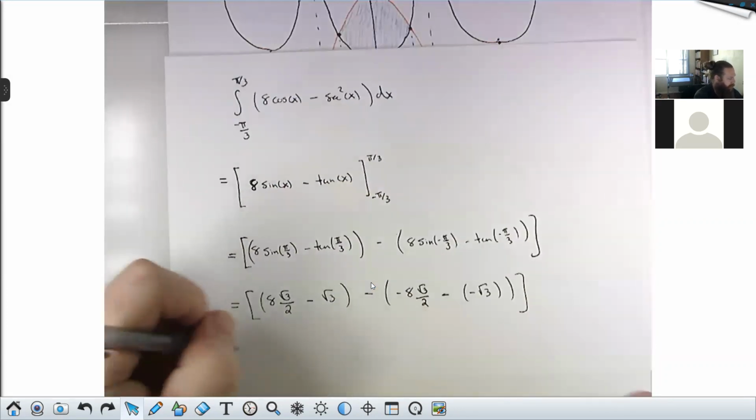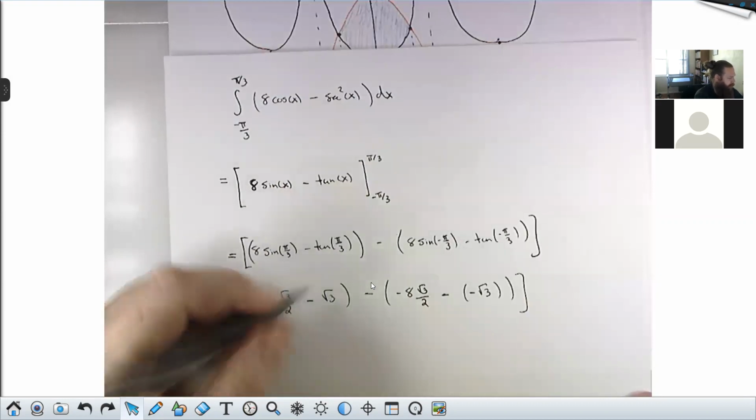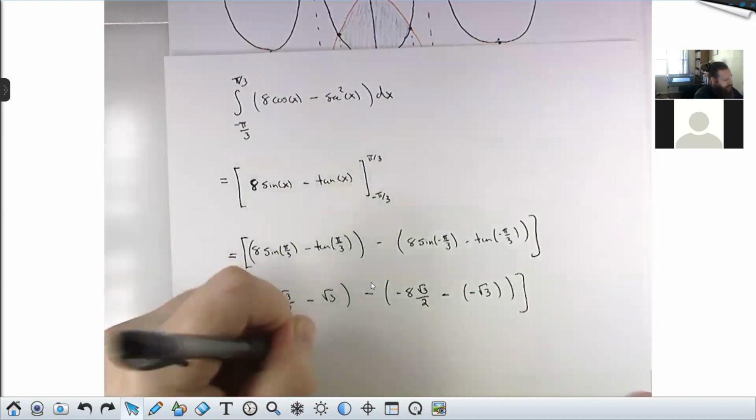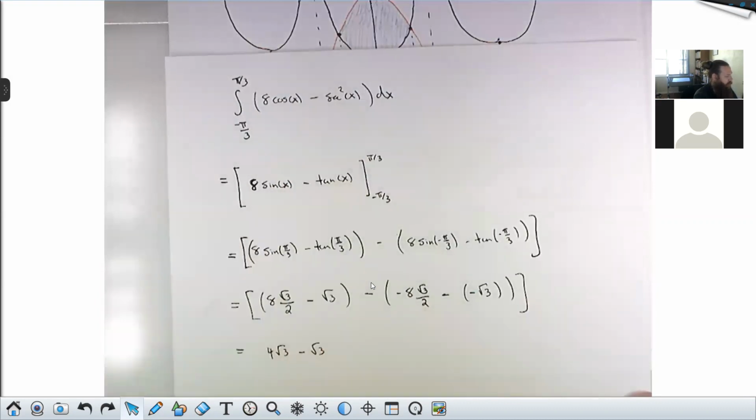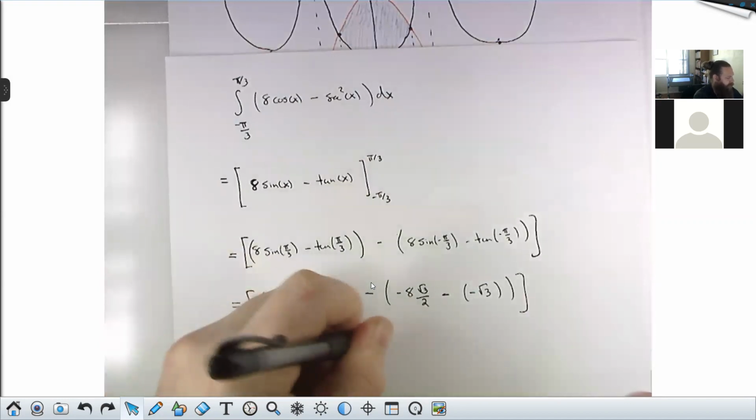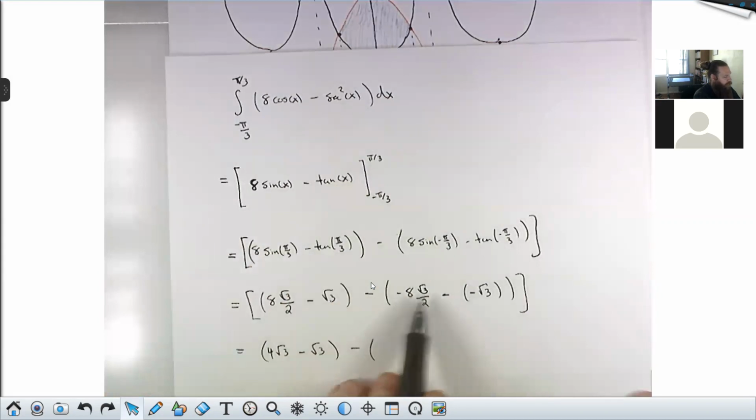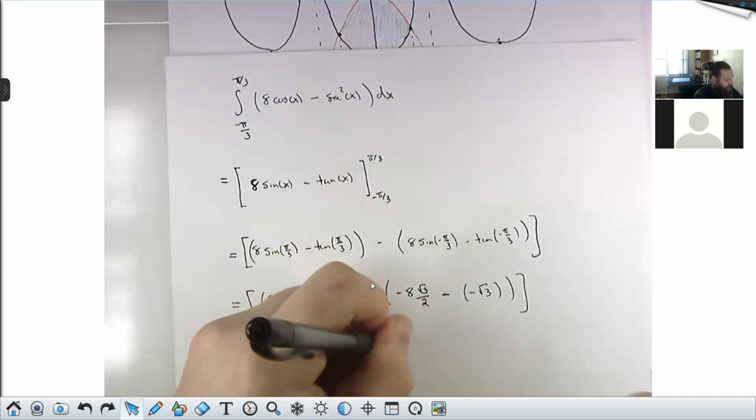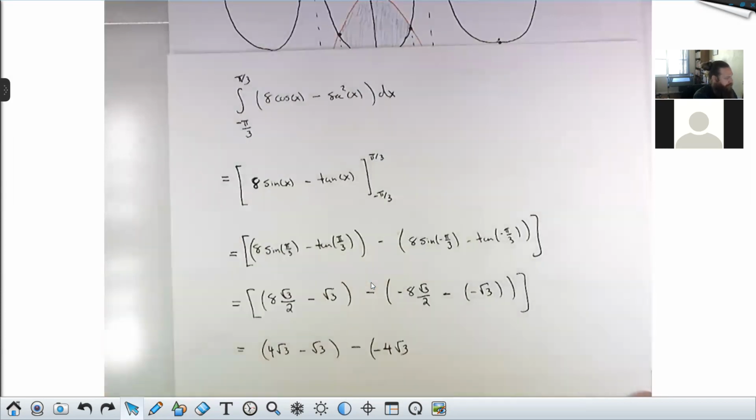So you can clean all this up. 8 root 3 over 2, that's 4 root 3, minus 1 root 3. That's our first parameter. And then we have minus negative 8 root 3 over 2, which is negative 4 root 3. And then this is going to be a plus root 3.